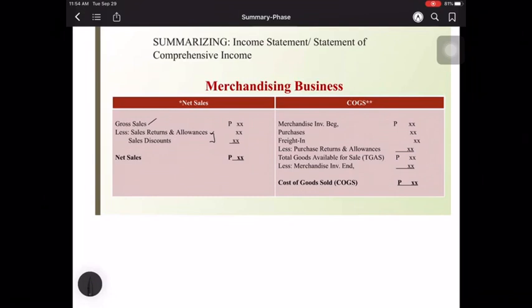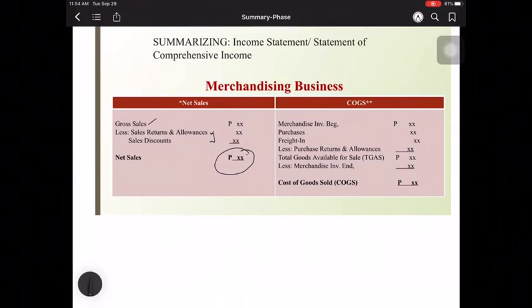Discounts are the reductions in the amount of the sales that we were able to have in a particular transaction. So gross sales, the total amount of sales, less the amount of products that were returned, less the amount of discount given to the customers, then we shall have your net sales here. So this is the amount that is going to be presented as sales now in the income statement.